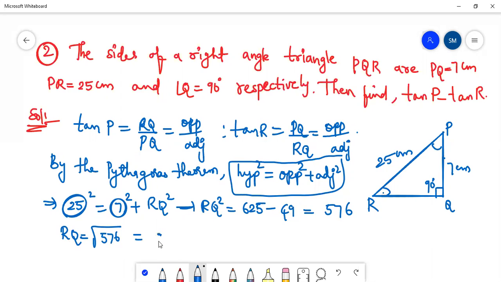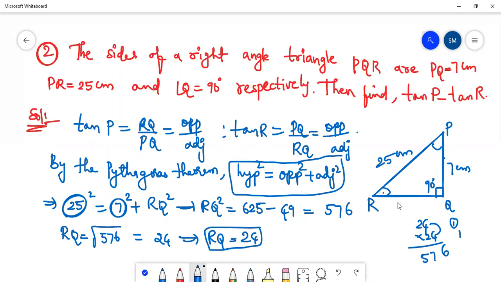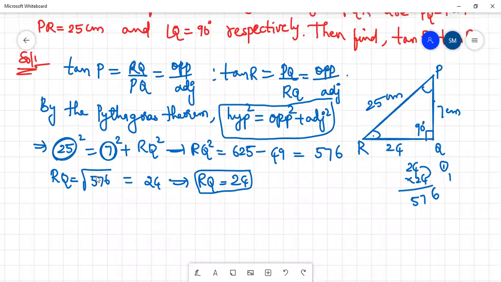This is 24 whole square, 24. Just we can multiply 24 into 24. 4 4s are 16, 1 is the carry. 8 plus 8, 16 plus 1, 17. 2 2s are 4 plus 1, 5. So here RQ is equal to 24. When we know the adjacent side or another side, then it is easy to find out tan P minus tan R.